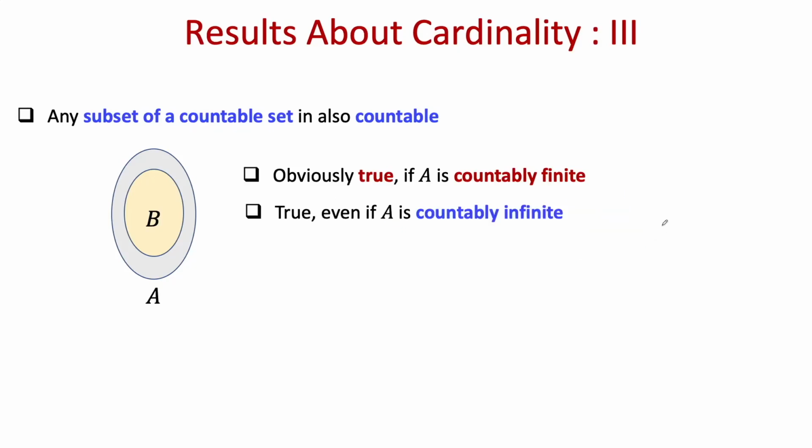The statement is also true even if the set A is infinite but countable. So I can prove that even if the set A is infinite but countable, that means its cardinality is Aleph null, then the cardinality of any subset B of that set A is also Aleph null. We can prove that.